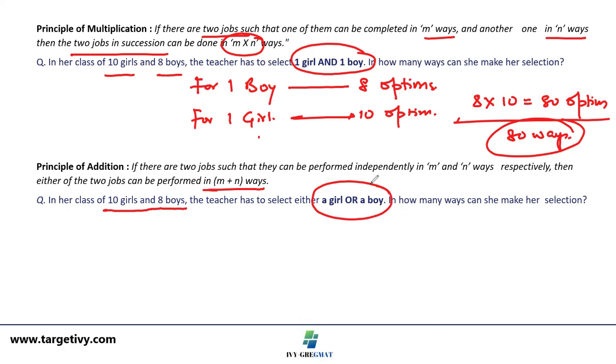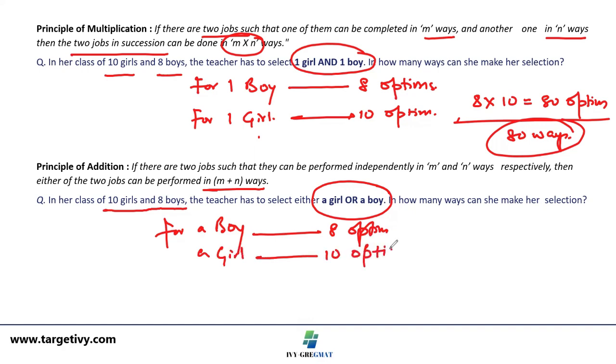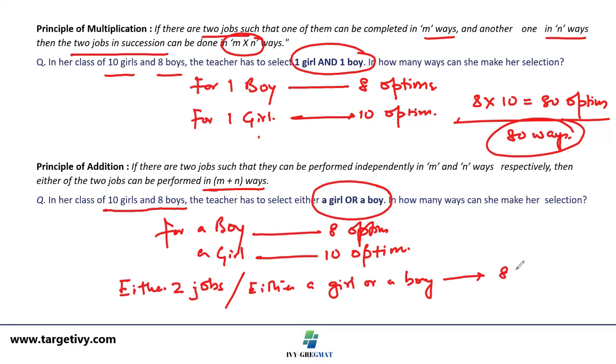Well, again, for a boy, 8 options are there. For a girl, there are 10 options. So either of the 2 jobs. That means either a girl or a boy. That leads to 8 plus 10, 18 ways.